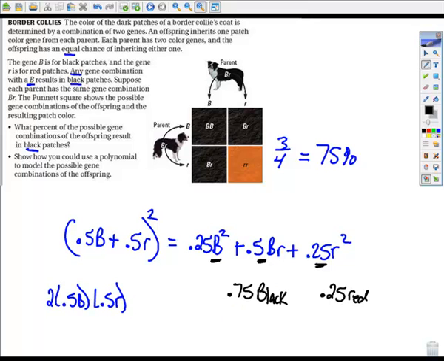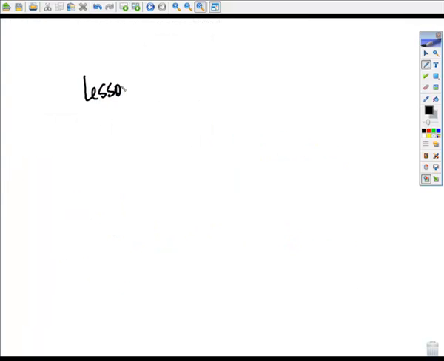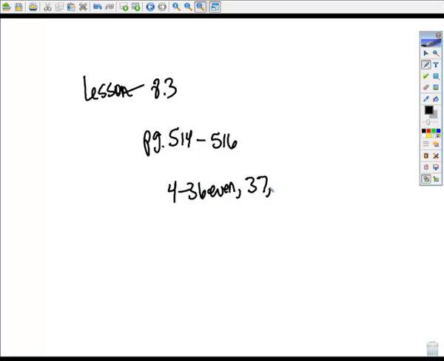If you want to go ahead and start your assignment, this is lesson 8.3. It's page 514, 516, 4 to 36 even, 37, 38, 40, and 43.